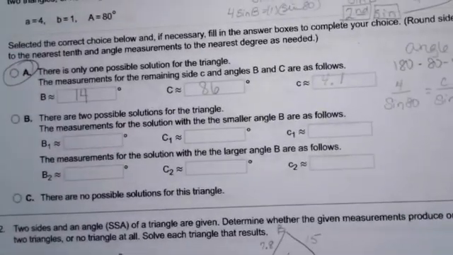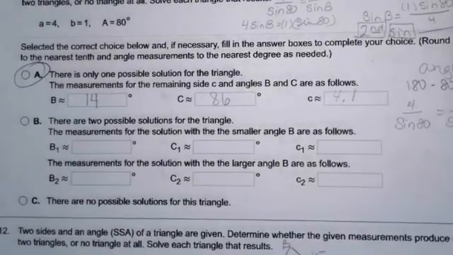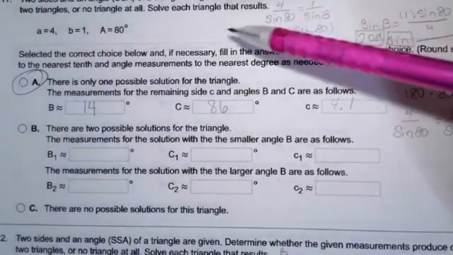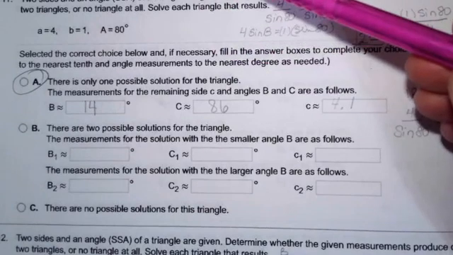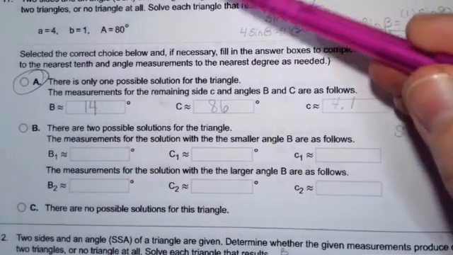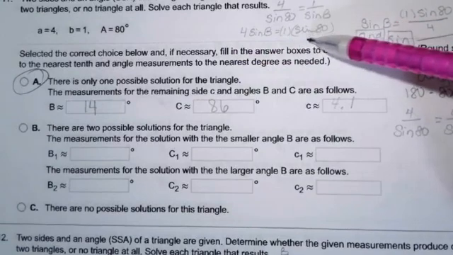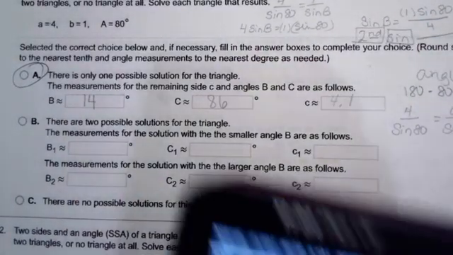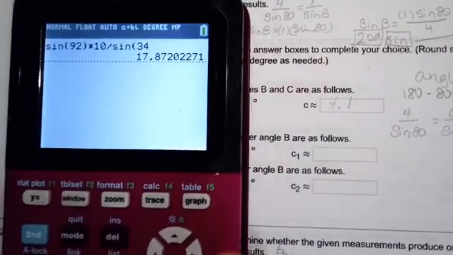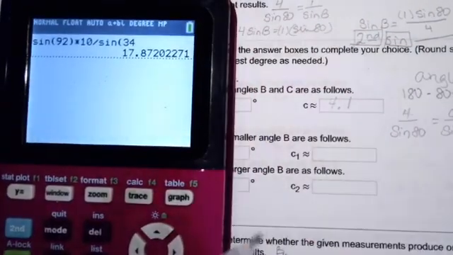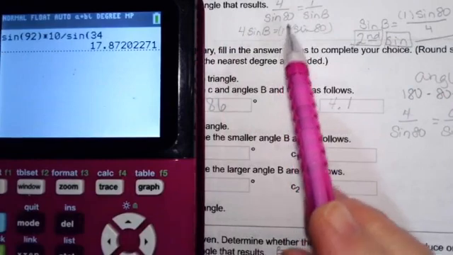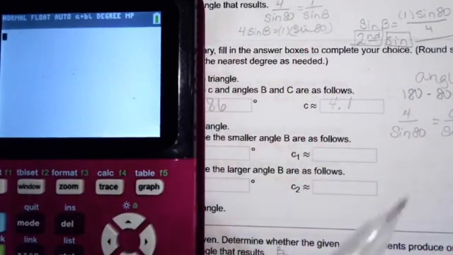11, two sides and an angle are given. So I'll draw my picture. A is 80 and side a is 4. And side b is 1. So I set this up and I have sine of 80 times 1.